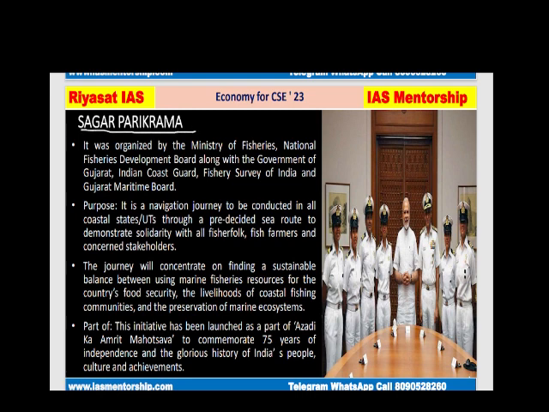Basically, Sagar Parikrama has been organized. Basically, it's a navigation journey. Parikrama and Sagar: ocean visit or ocean tour or ocean survey, you can say. Basically, it's a navigation journey to be conducted in all coastal states of India, through a pre-decided route.